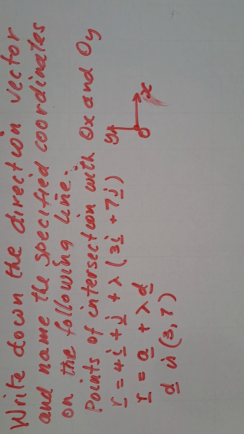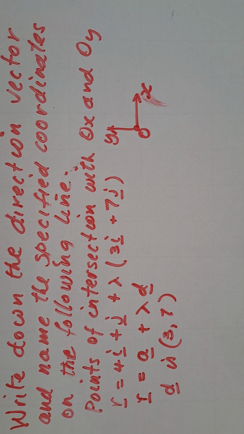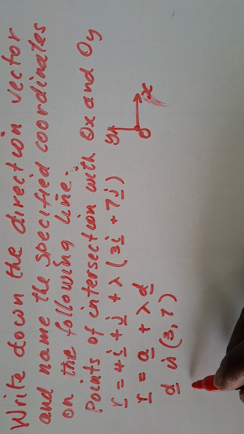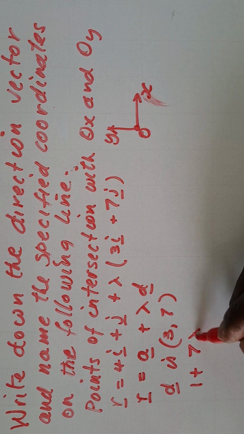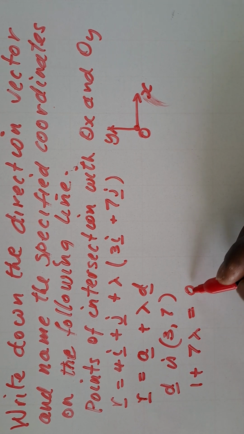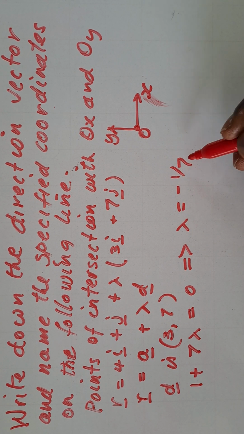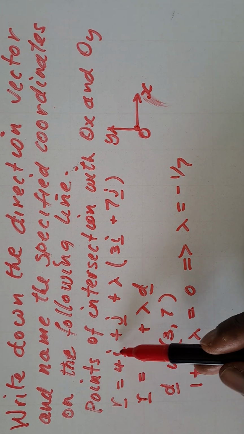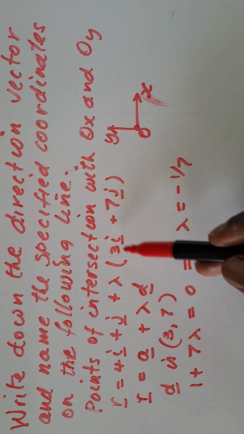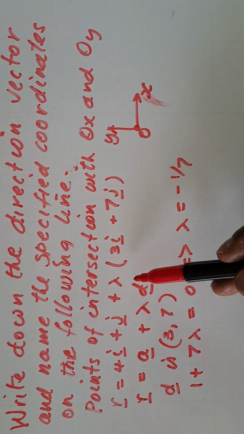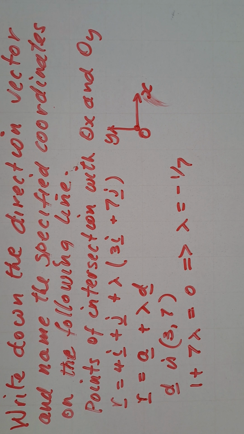So first, we can set I to 0, and it allows us to find one of the values of lambda. So we'll have that 1 plus 7 lambda is equal to 0. This implies that lambda is equal to minus 1 over 7. We make this 0, then all we're left with is the coefficient of J, which is 1 here, added to 7 times lambda, and we set that equal to 0 because we're saying Y is equal to 0 for this.